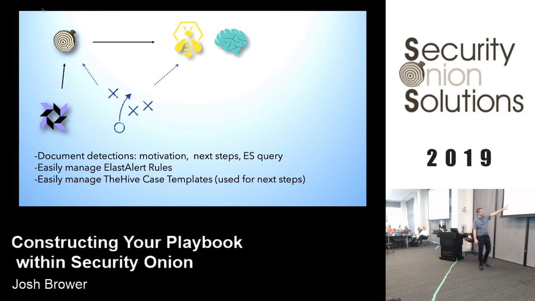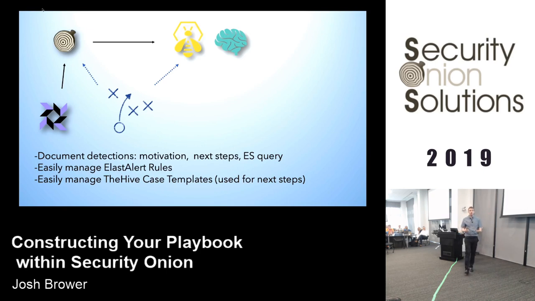Number one, motivation. Number two, next steps. So when we get results from running this report or this custom query, what am I supposed to do to validate that? And finally, the specific Elasticsearch query that we need for Security Onion. Also, it needs to be able to easily manage ElastAlert rules and easily manage the Hive case templates, which we use for next steps. No more of this manual processing, right? It should do all that based on the detection right up here in number one.